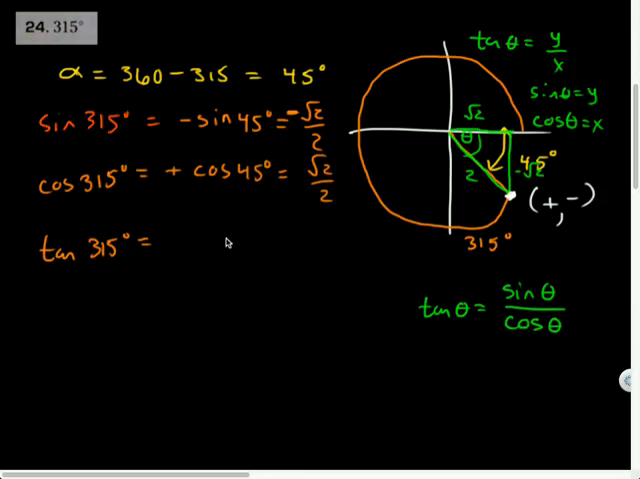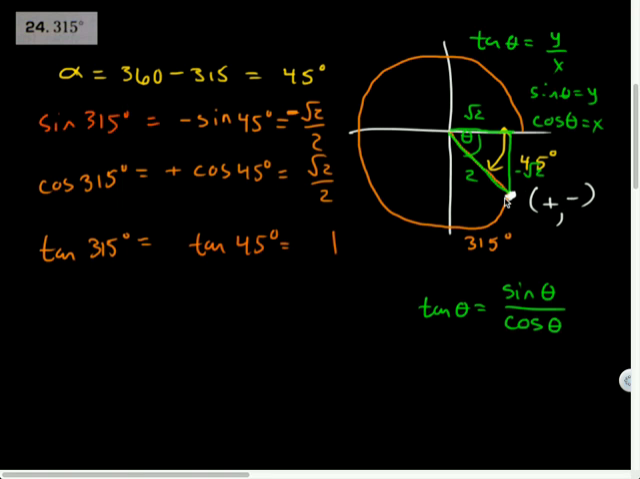So tangent, I just found out, is the same as tangent of 45 degrees, which we said was 1. However, let's consider the sign for a minute. Sign as in polarity, as in positive or negative.